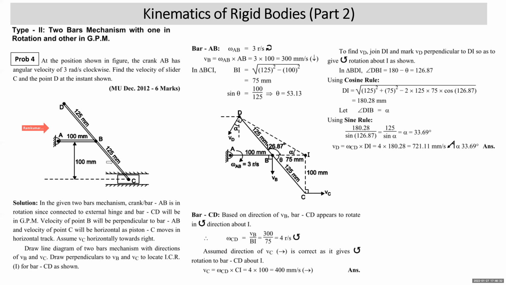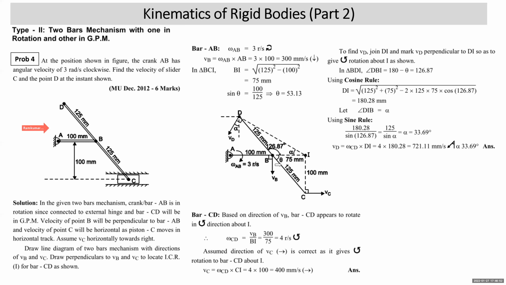Again, I repeat, bar CD is connected to a collar which is made to move in a horizontal track. So velocity of point C will be horizontal. It can be assumed to the right or to the left. We have assumed it to the right. So now for bar CD, you can look at ICR. How do you look at ICR? Draw perpendicular to VC and draw perpendicular to VB. Where they intersect, that becomes ICR.